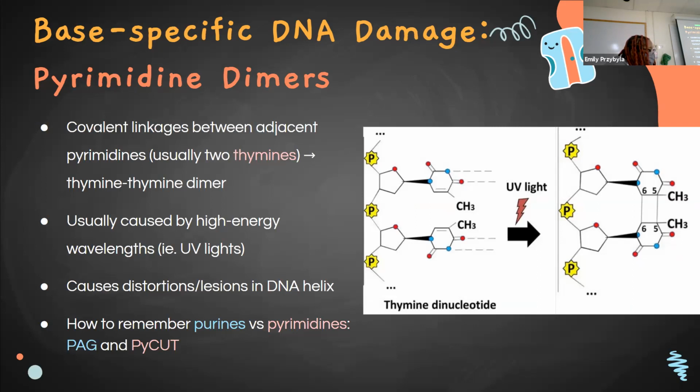And obviously, we know that covalent bonds are super strong, and that causes a problem with how we're supposed to be structurally functioning, because we're going to distort the helix if we start adding covalent bonds. So high energy wavelengths, like I said, UV light, and that is how that happens.